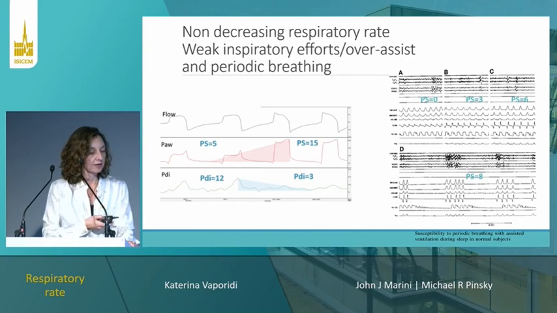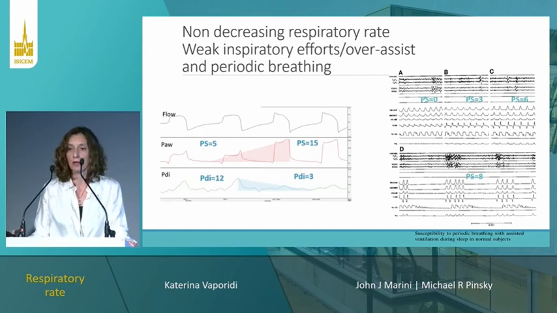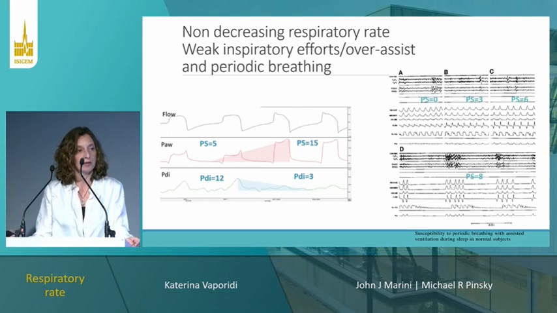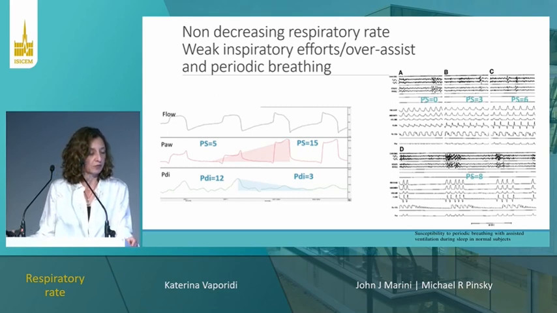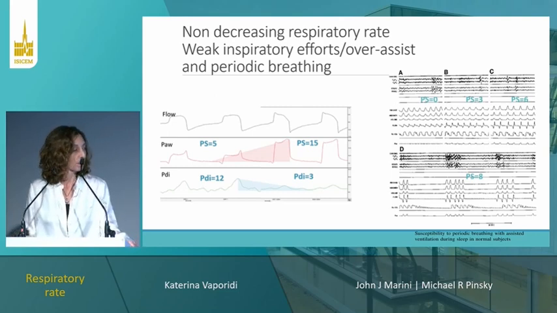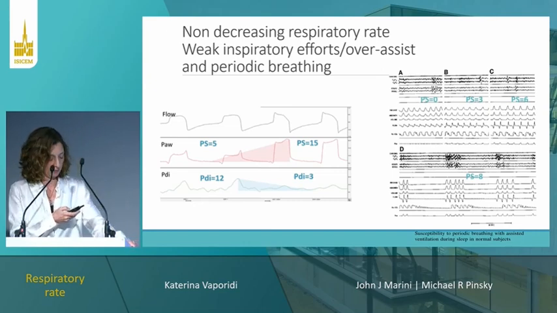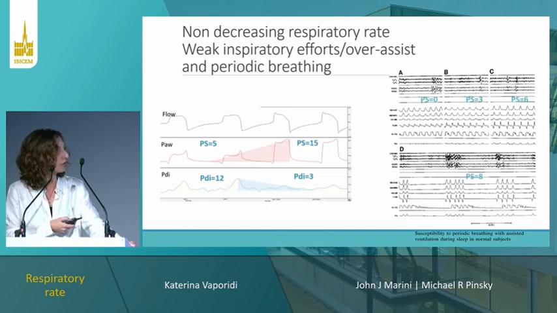Even in healthy subjects, like in this experiment, increasing assist actually decreased the PCO2 below what is called the apneic threshold, the level of CO2 below which we stop breathing when we are asleep or sedated. And you all know from cardiovascular medicine that periodic breathing has important implications for the cardiovascular system.